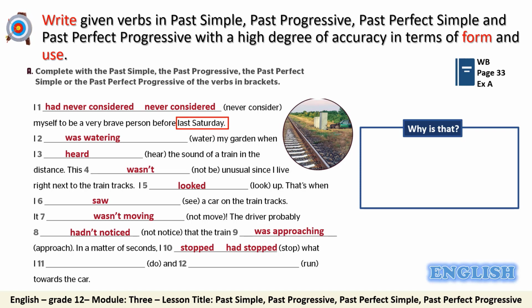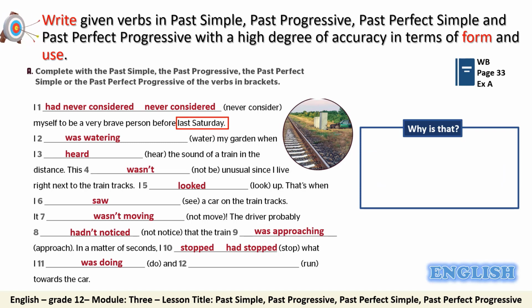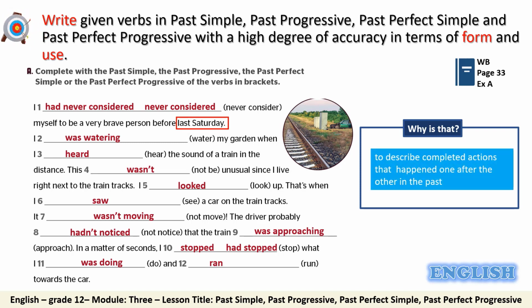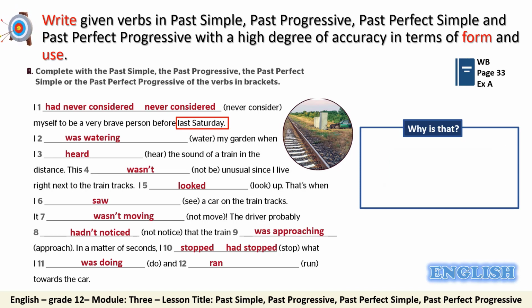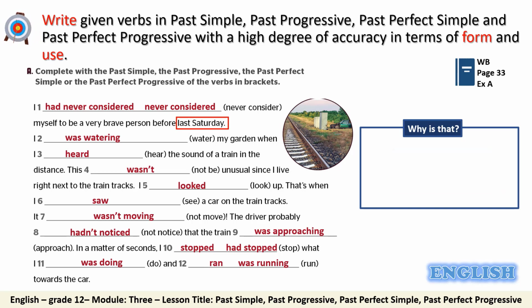Then space 11, we should write, very good, was doing. Do you know why? Exactly, because the action was in progress at a certain time in the past. For space 12, we should use the past simple tense. So the correct answer is, excellent, ran. And the reason is excellent. The completed actions happened one after the other in the past. Also, we can write, excellent, was running, referring to an action which was in progress at a certain time in the past. Very good.